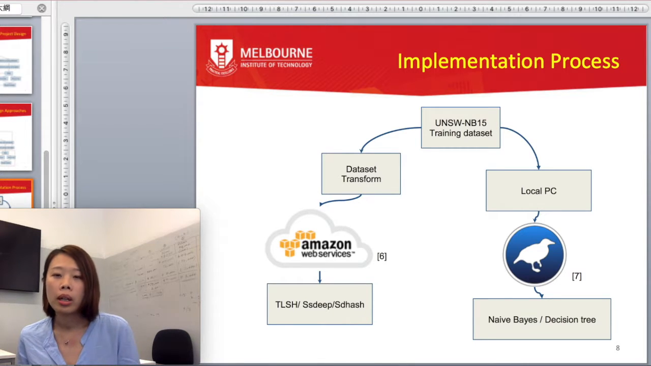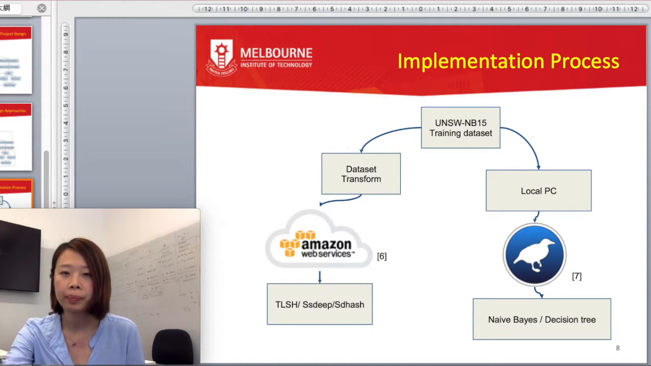And the second part is RECAP. We use a local PC to implement these two tools. Then Samantha will introduce this RECAP part further on.